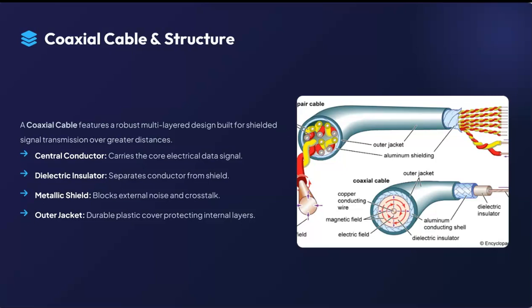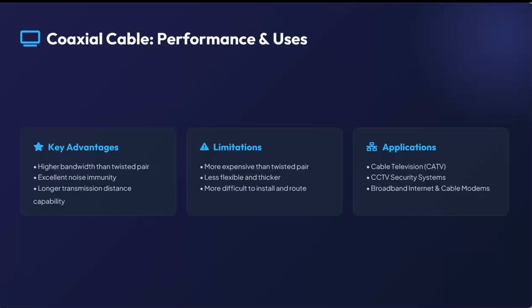Then comes a metallic shield which blocks the external interferences. Finally, the outer plastic jacket which protects the cable physically. So because of this layered construction, coaxial cables offer better protection against noise when compared to twisted pair cables. So why do we use coax?